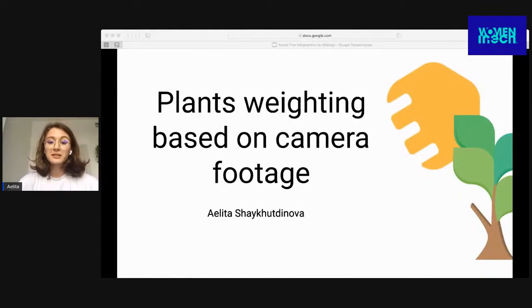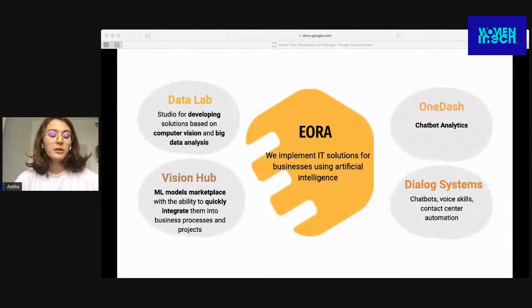I will tell you about a pretty simple but still interesting usage of data science, computer vision in particular, in industry. We will talk about the implementation of plant weighing based on camera footage. But firstly, I will shortly tell you about the company where this project was developed.